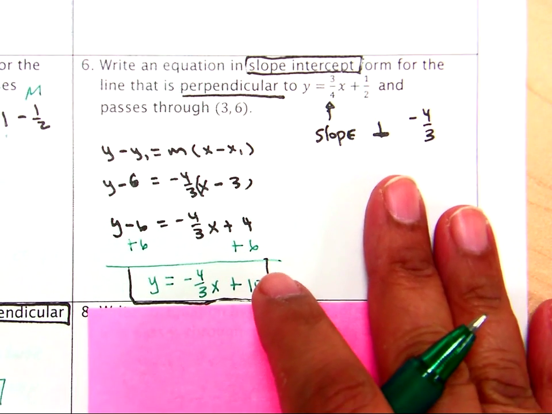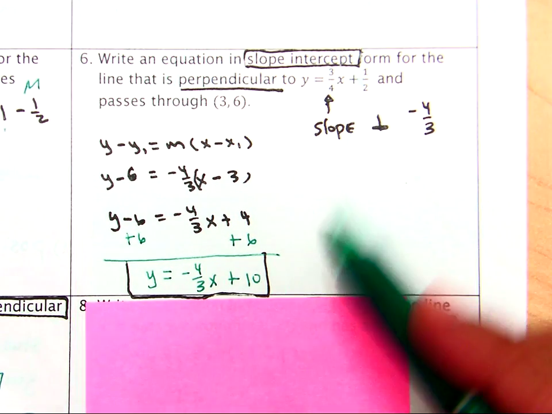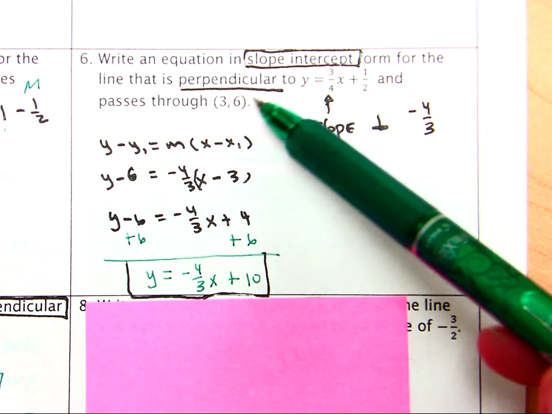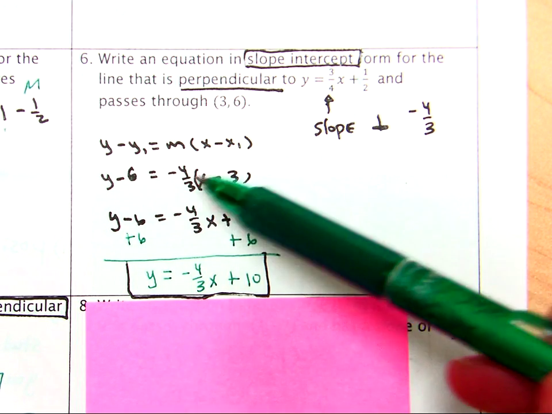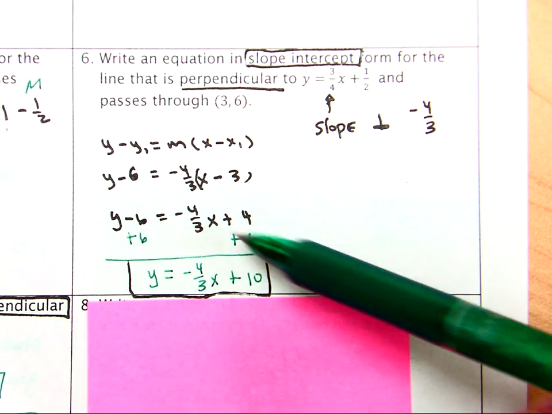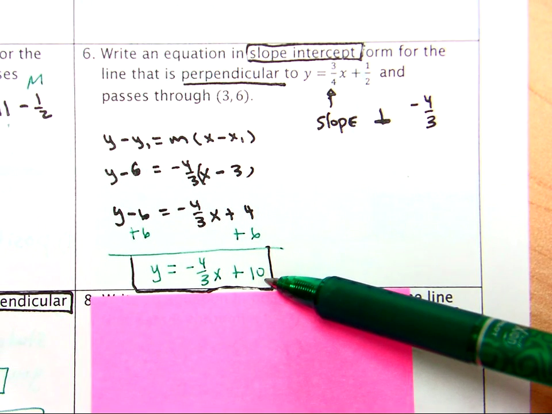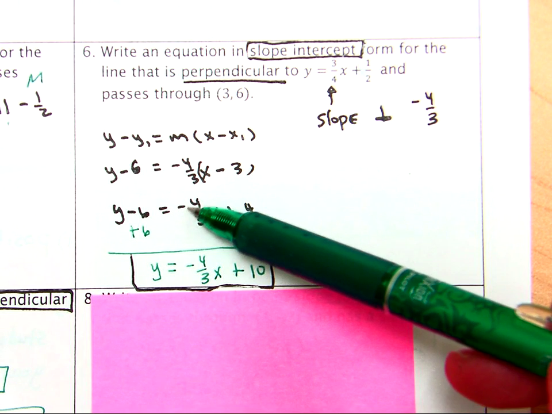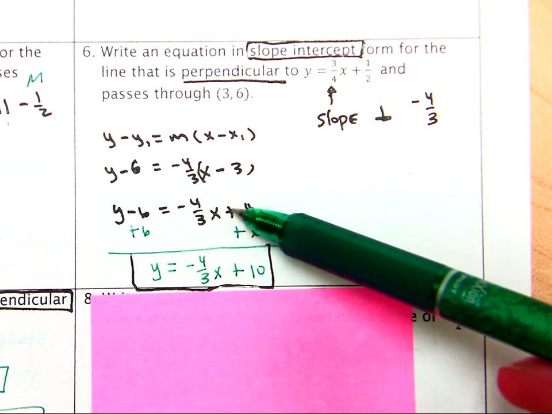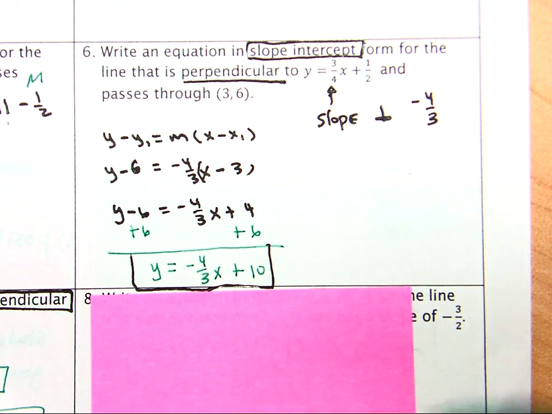Alright, so again, you're given a point and a slope. You're literally plugging in numbers again. There's nothing to simplify here. So once you distribute, you had to add 6 to both sides to get y by itself, and you get -4/3 x plus 10, because 4 plus 6 is 10.